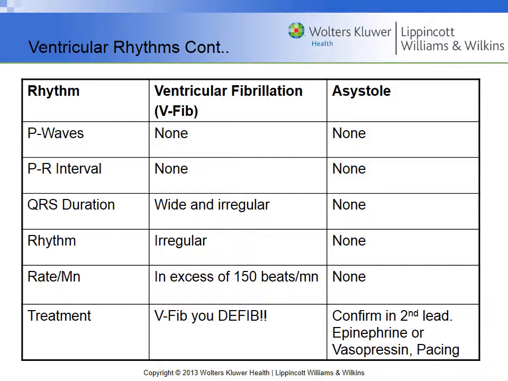And most clinicians will give the vasopressin within the first 1 to 2 doses of epinephrine to avoid forgetting to give the medication because it is a one-time dose. And if either one of these medications are ineffective, then we move to cardiac pacing.